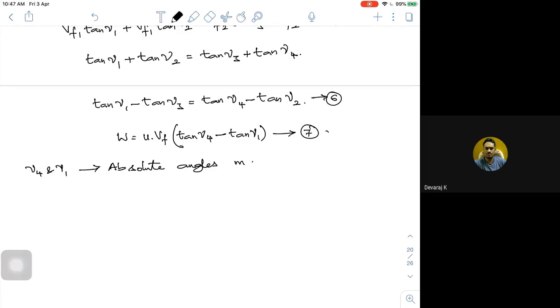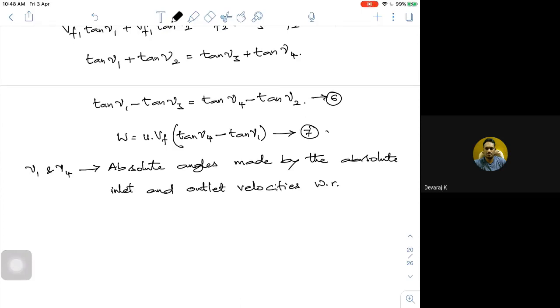They are the absolute angles made by the absolute inlet and outlet velocities with respect to axial direction. Sorry, it should be 1 and 4. Inlet means 1, outlet is 4. So inlet and outlet velocities with respect to axial direction. Look at this, I'm writing with respect to axial direction. I'll come to the velocity triangle and try to explain with respect to axial direction.